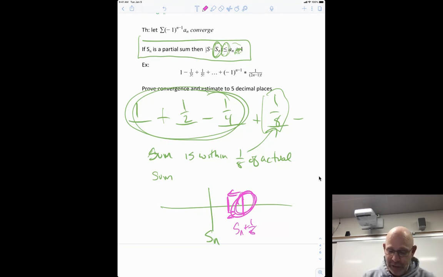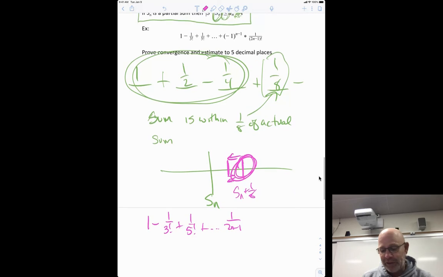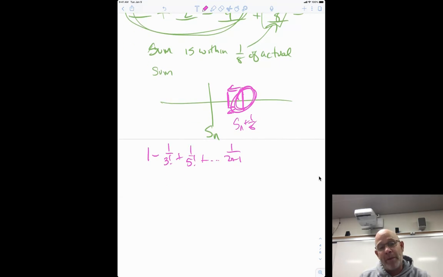So what you can do is take a series like this, 1 minus, I'll rewrite it. It says prove convergence. We'll just say it converges. I'm not going to take the time to prove that right now. I'm just going to say this is a convergent series approximated to 5 decimal places. This would be a calculator problem. So what you do is you just add up the terms.